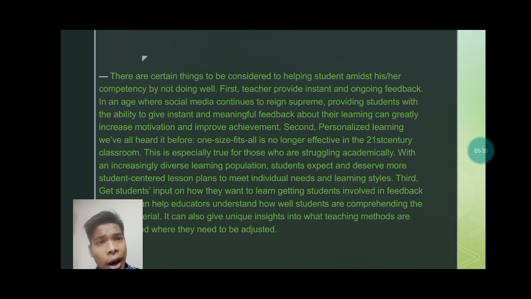We've all heard it before: one size fits all is no longer effective in the 21st century classroom. This is especially true for those who are struggling academically. With an increasingly diverse learning population, students expect and deserve more student-centered lesson plans to meet individual needs and learning styles.